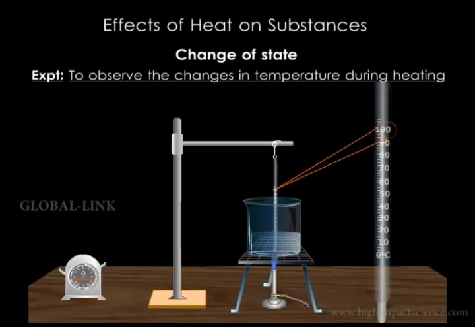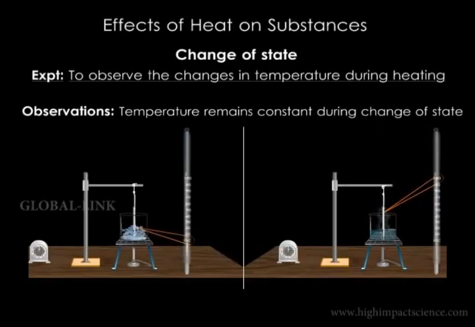Continue heating. The boiling water gets converted to steam. Observe that the thermometer reading remains constant at 100 degrees Celsius, which is the boiling point of water. That is, there is no change in temperature. This experiment shows that temperature remains constant whenever there is a change of state.